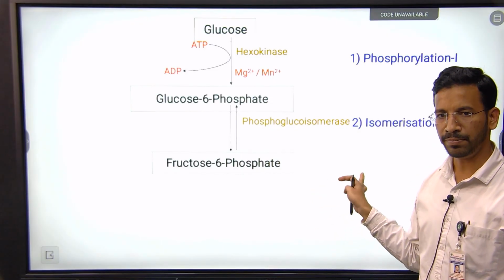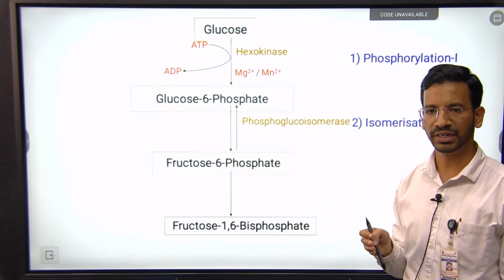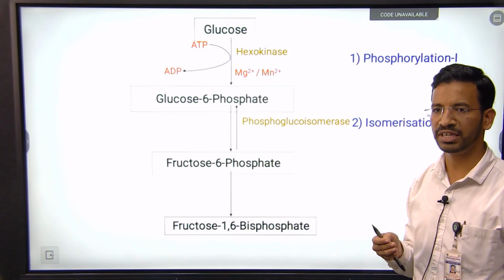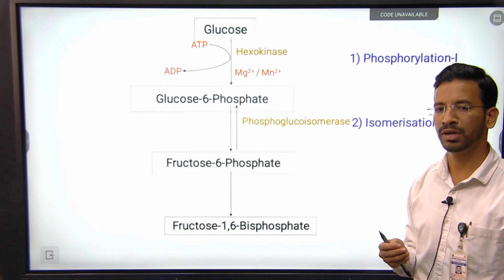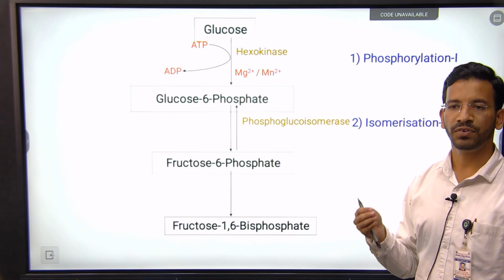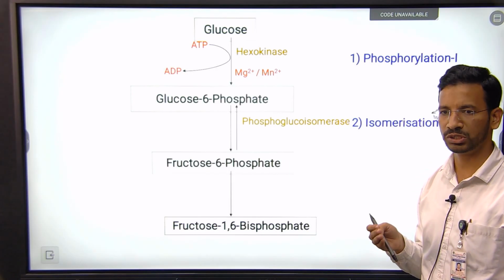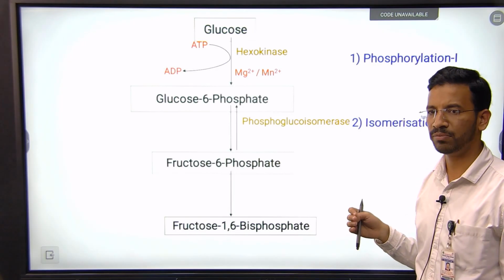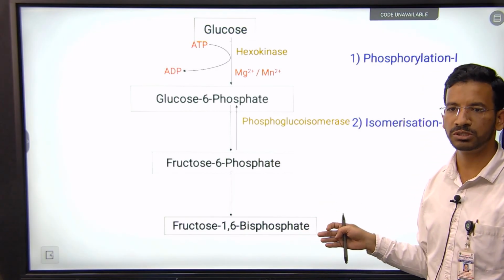In the next step, fructose 6-phosphate is converted into fructose 1,6-bisphosphate. So simply what is happening here, one additional phosphate group is being attached to the first carbon of the fructose. On fructose 6-phosphate, at carbon number 1, there is one more addition of phosphate. So the product ultimately forming is fructose 1,6-bisphosphate.